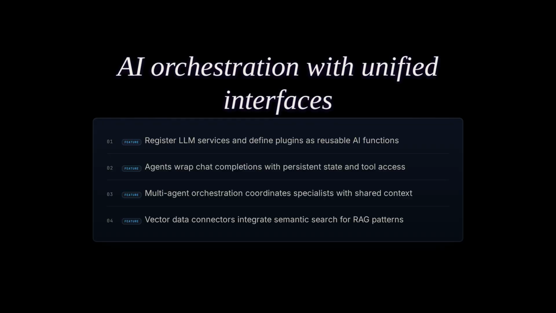So, what does Semantic Kernel actually do? Think of it as your AI service bus. You register LLM services and define plugins, functions that your AI can call. Agents wrap those chat completions with persistent state like instructions and chat history, plus access to your tools. When you need multiple specialists, the multi-agent orchestration layer coordinates them with shared context and routing strategies. And when your agents need to search knowledge, the vector data connectors plug into Chroma, Qdrant, Pinecone, and more for retrieval augmented generation.